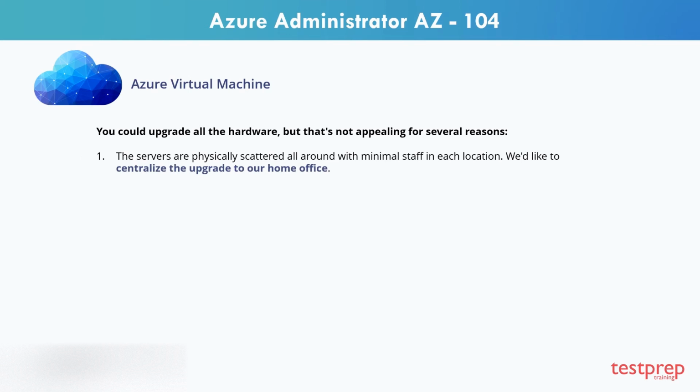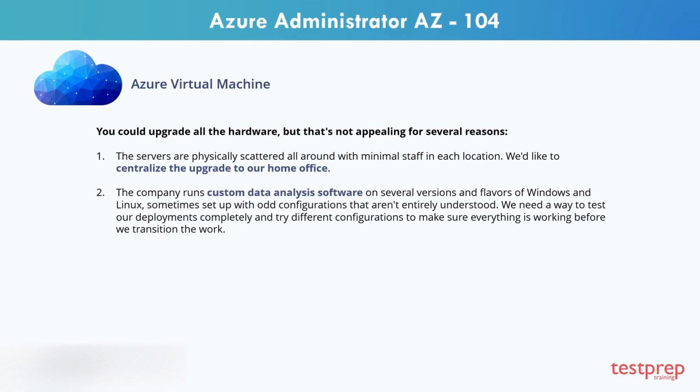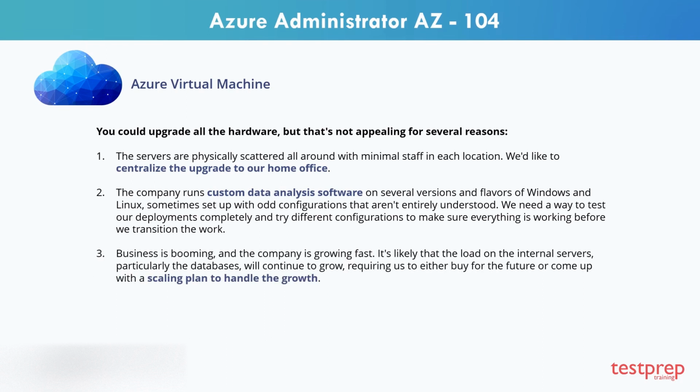1. The servers are physically scattered all around, with minimal staff in each location. You'd like to centralize the upgrade to the home office. 2. The company runs custom data analysis software on several versions of Windows and Linux, sometimes set up with odd configurations that aren't entirely understood. You need a way to test the deployments completely and try different configurations to make sure everything is working before the transition. 3. Business is booming, and the company is growing fast. It's likely that the load on the internal servers, particularly the databases, will continue to grow, requiring your company to either buy for the future or come up with a scaling plan to handle the growth.